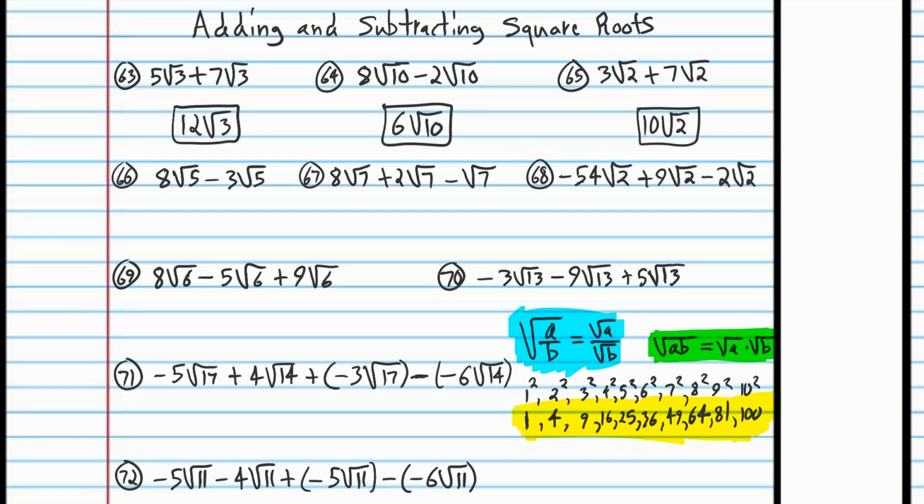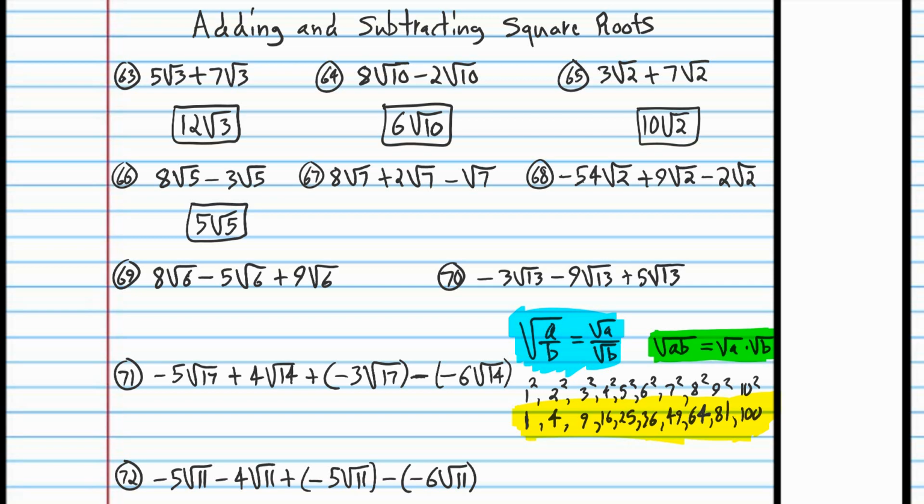All right, we're back. 8 root 5 minus 3 root 5, that's going to be 5 root 5. So we got 5 root 5, good job. Now we have 3 numbers, but it's the same thing because they're all root 7. So to go ahead and combine those, try 67, and when you come back, we'll do it together.